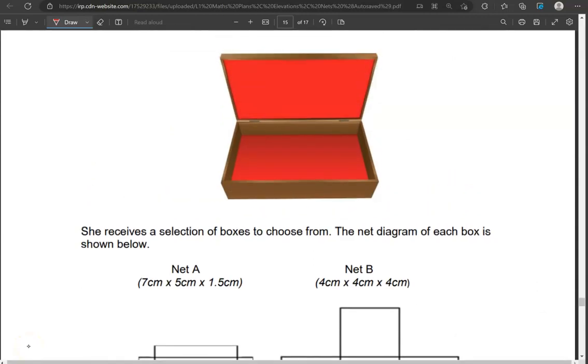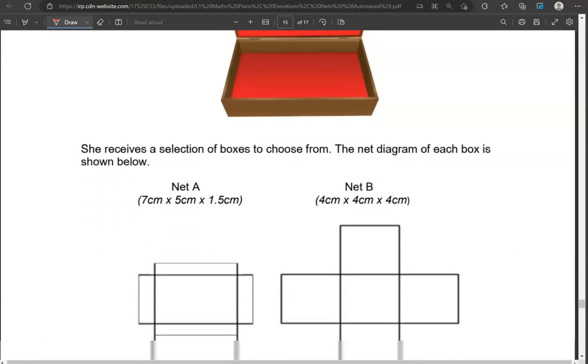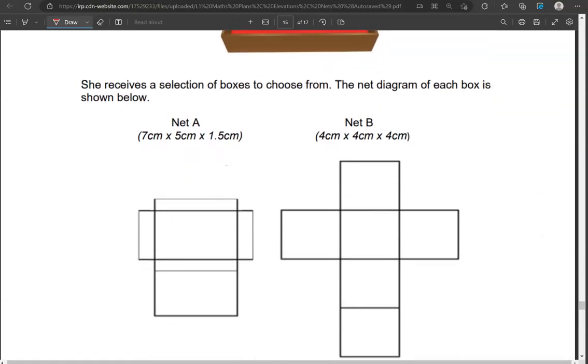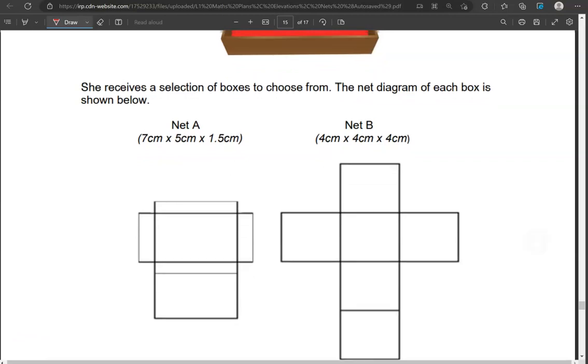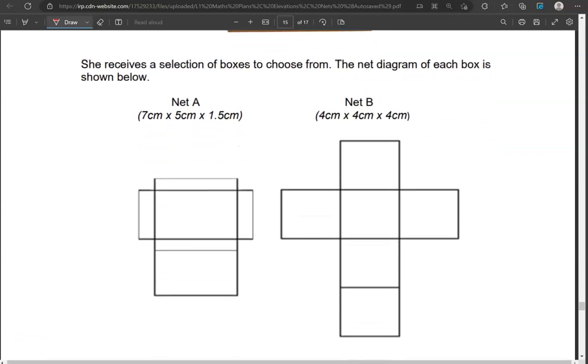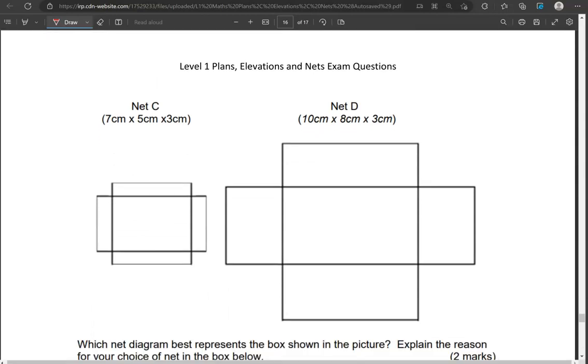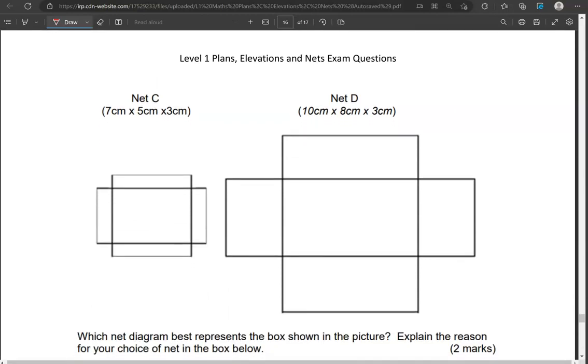So the box is a cuboid. Could it be A? It might be. Looks like the different shapes are in proportion with what we have. Looking at B, that is the net of a cube, so that can't be the correct answer. Looking at C, it has no lid whatsoever, so it can't be the correct one. Net D, again, very similar to net C, it has no lid.